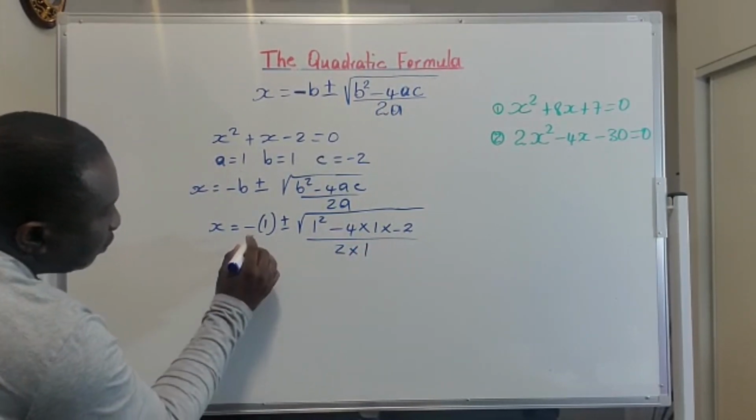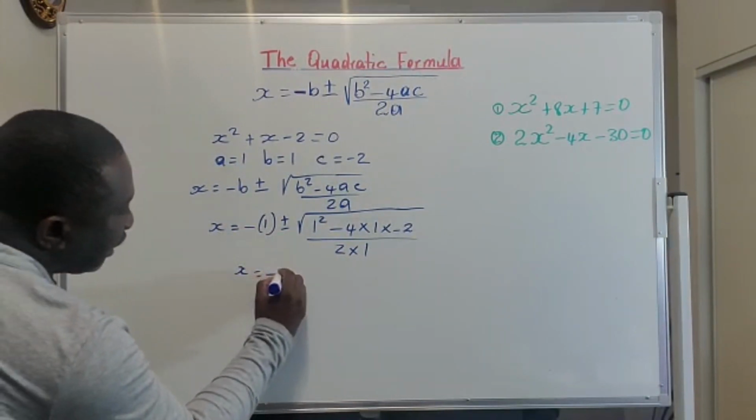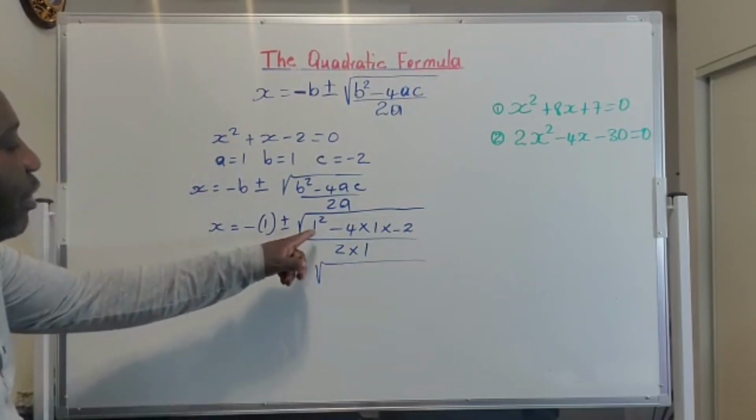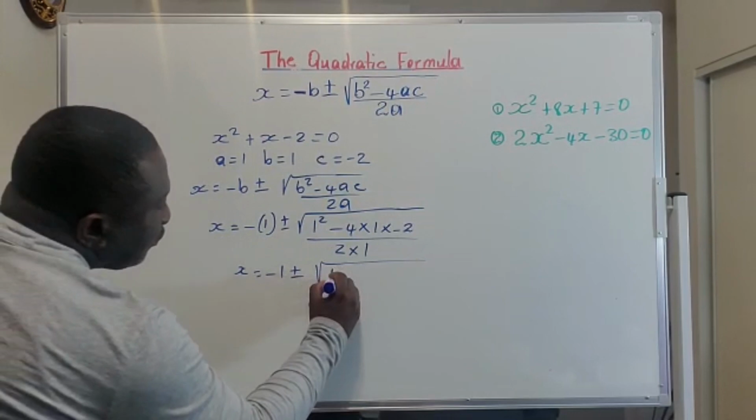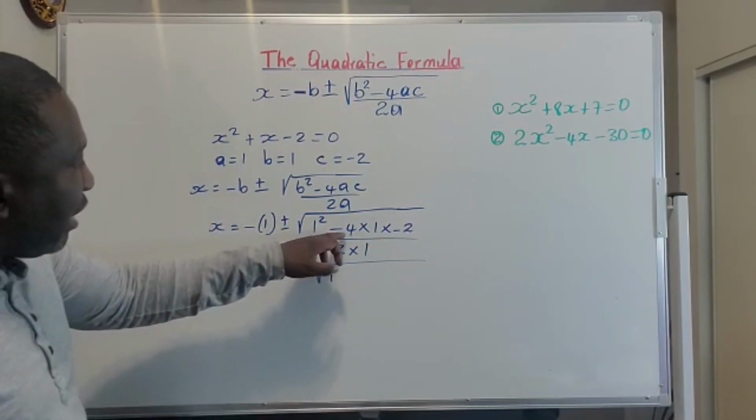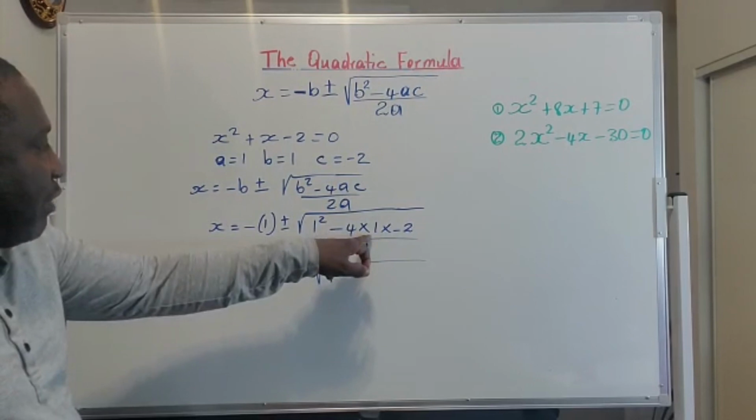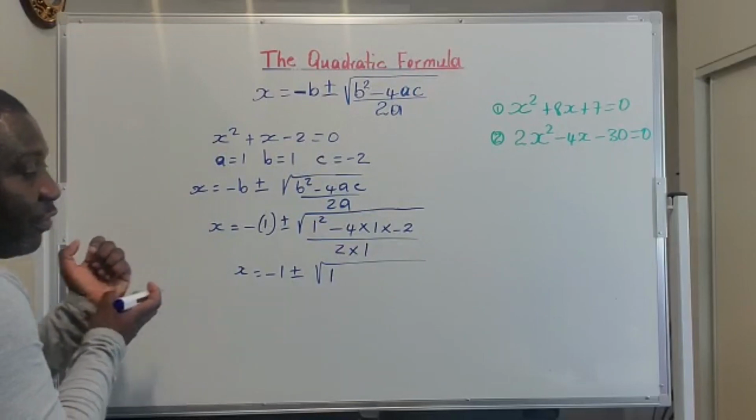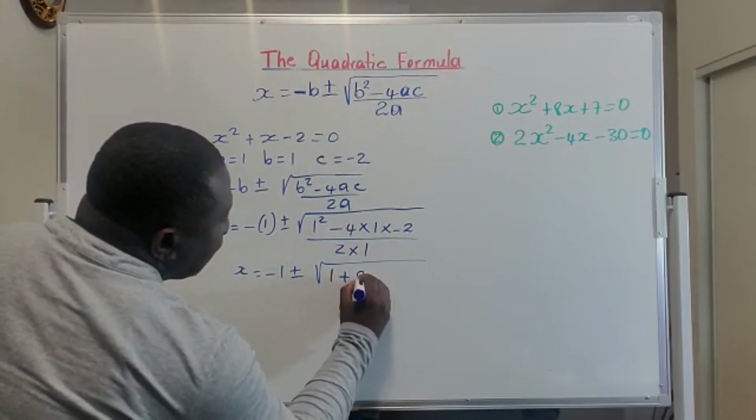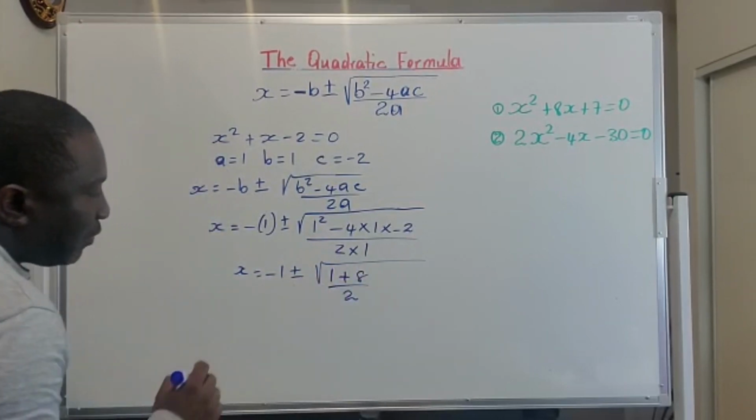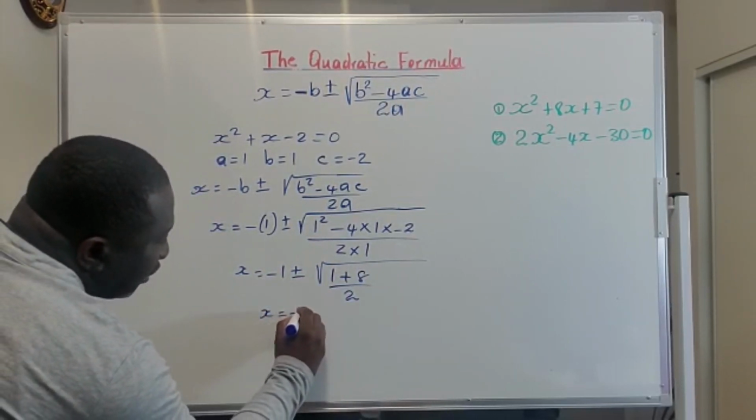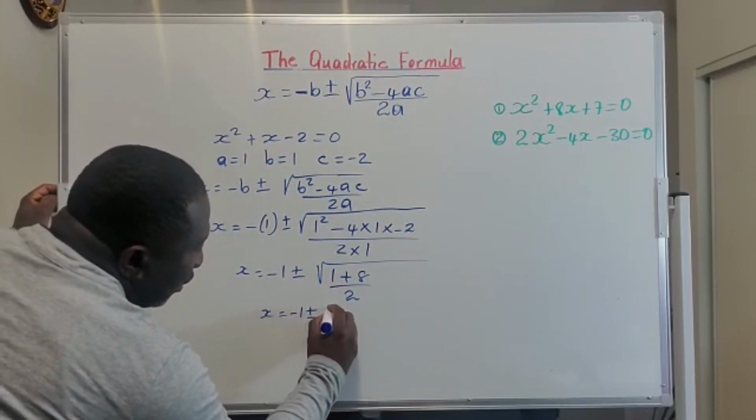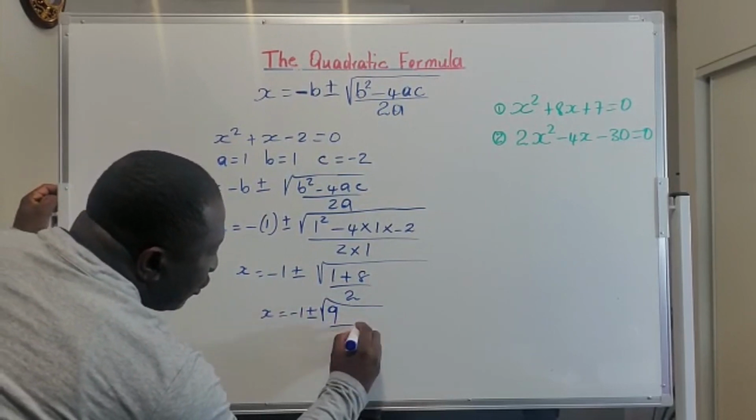X is equal to, we can multiply here, guys. This will give us -1 plus or minus, let's multiply the top. 1 squared gives us 1. You know that that is 1. Let us multiply here. -4 times 1 will give us -4. -4 times -2 will give us a +8 all over 2. Hence, x is equal to -1 plus or minus square root of 9 over 2.